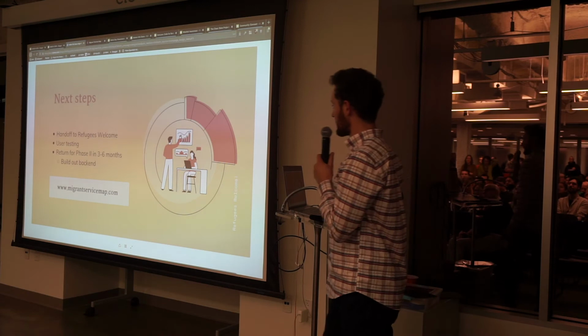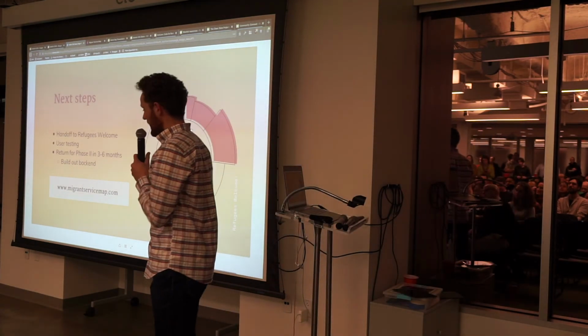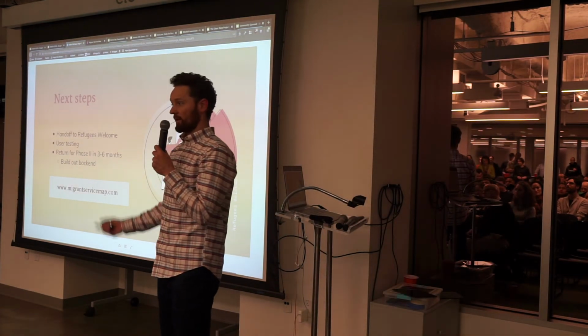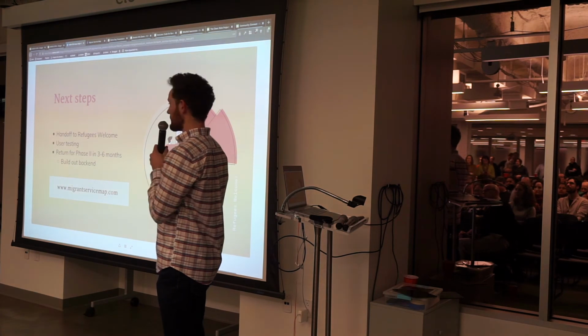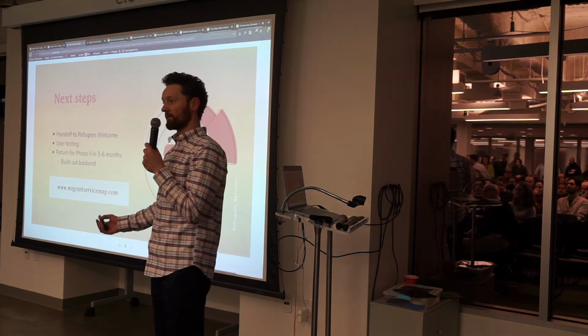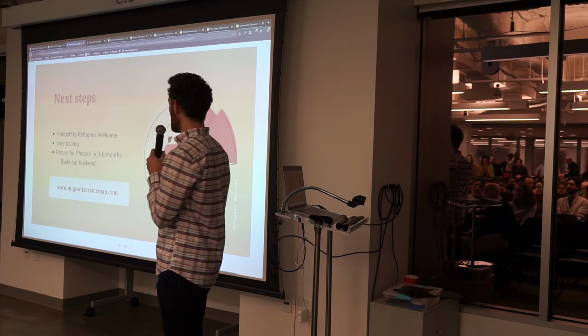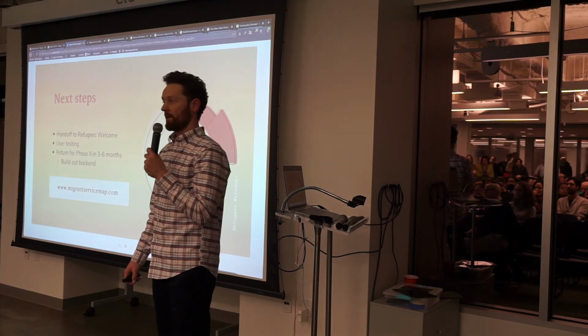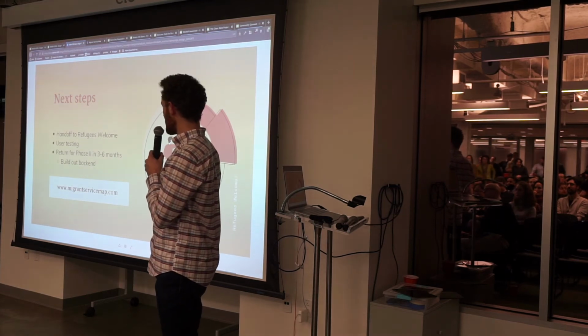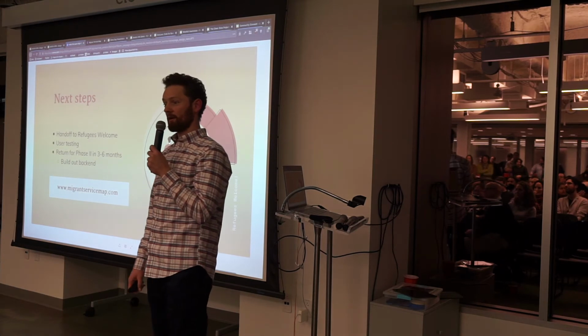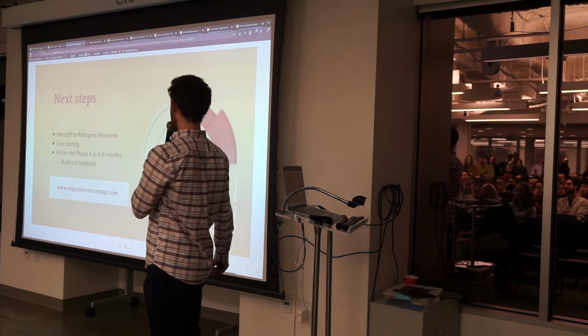What are the next steps? We handed this project off to Refugees Welcome about a week ago. They're going to do some user testing, and there's potential for them to come back to Code for Boston to build out the back end. Our application's live. The URL's down there, migrantservicemap.com. You're welcome to explore it right now.